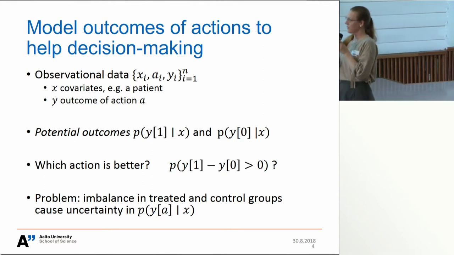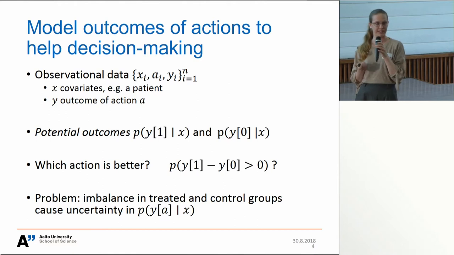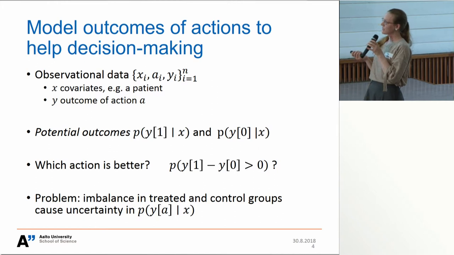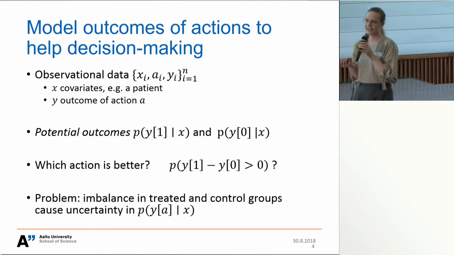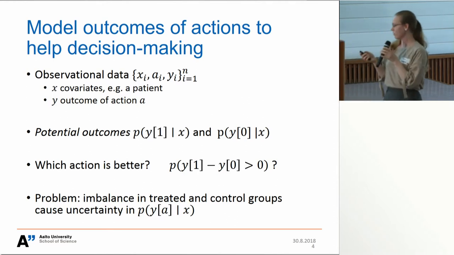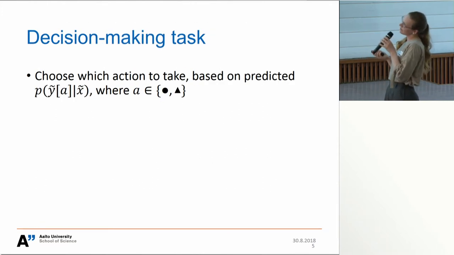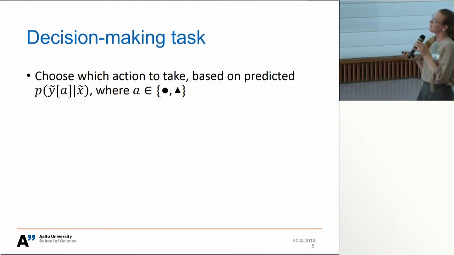And typically, it's a good thing to include all those confounders in the covariate X, and this is also what we assume. So no unmeasured confounders, but still there is a problem of imbalance that causes some of the covariate-action pairs to be more rare, so that we have higher uncertainty about them in our model. And that can be bad for decision making, as I will show next in this really simplified example that I hope makes it clearer.